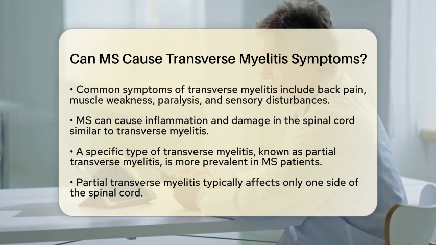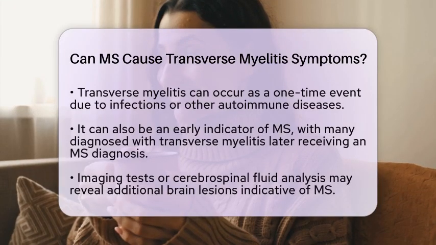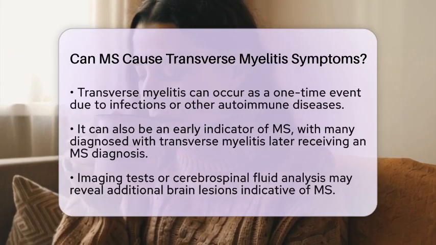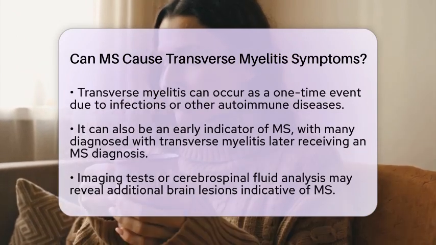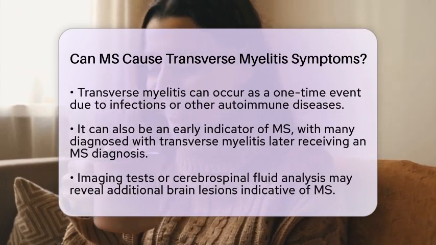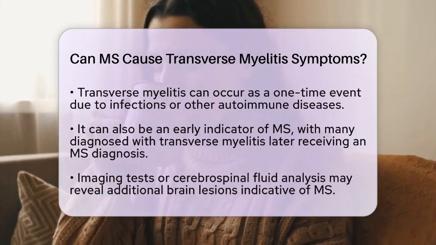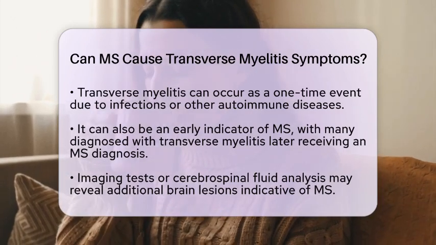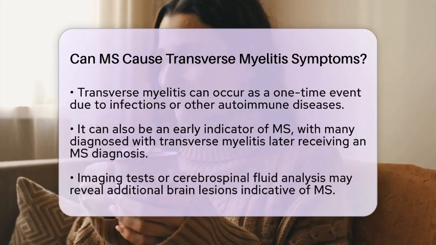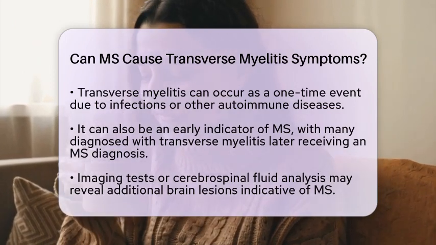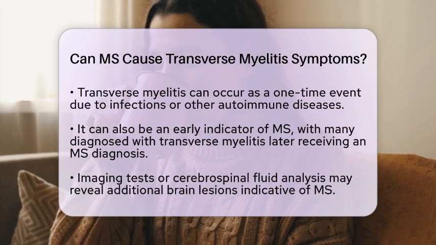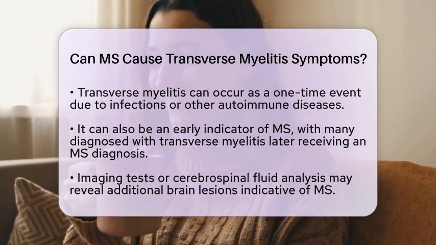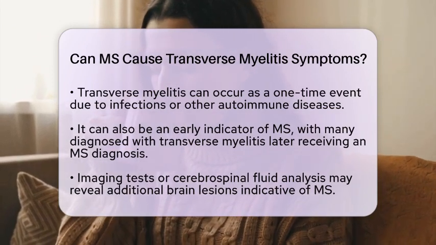Interestingly, transverse myelitis can occur as a one-time event due to various causes, including infections or other autoimmune diseases. However, it can also be an early sign of MS. Many individuals who are initially diagnosed with transverse myelitis later receive an MS diagnosis, especially if additional brain lesions or other markers of MS are found during imaging tests or cerebrospinal fluid analysis.